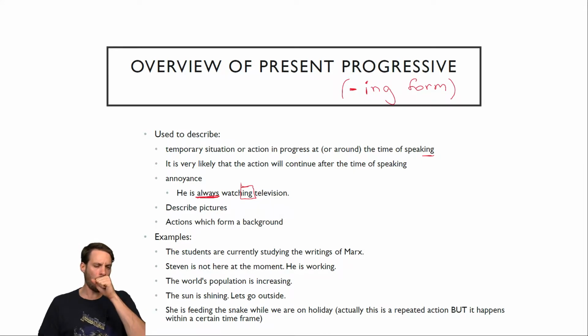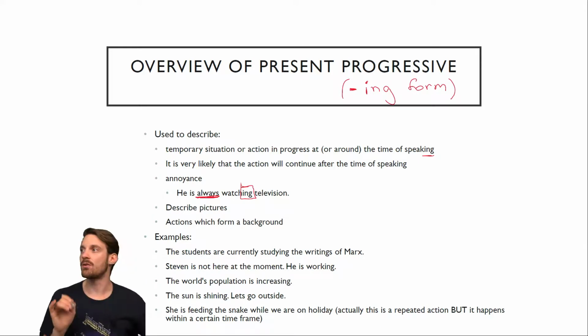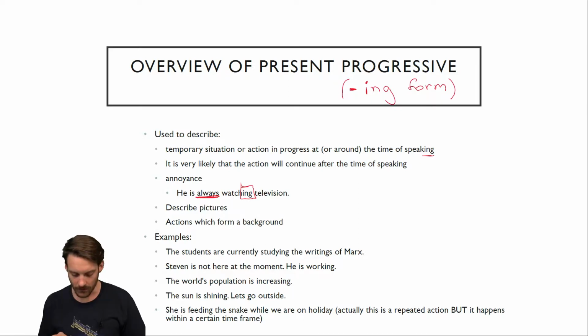And if you pronounce it this way, it makes more sense. He's always doing this or that. He's always screaming at me, for example. Yeah, that's the thing. That's how we can express annoyance with the help of the present progressive and an adverb of frequency such as always.